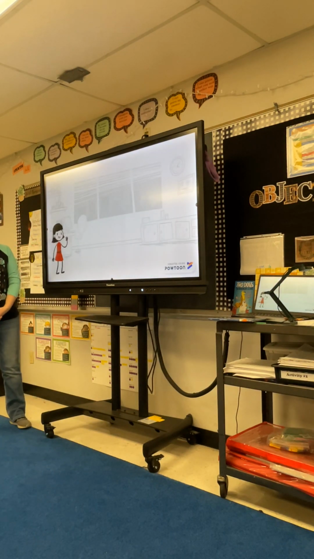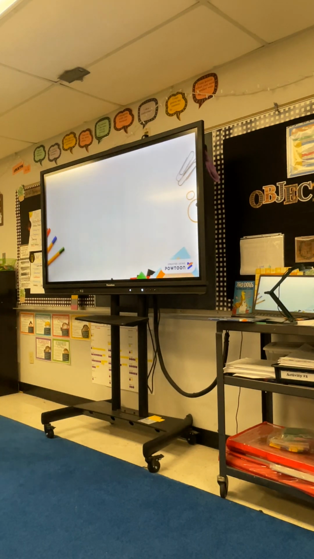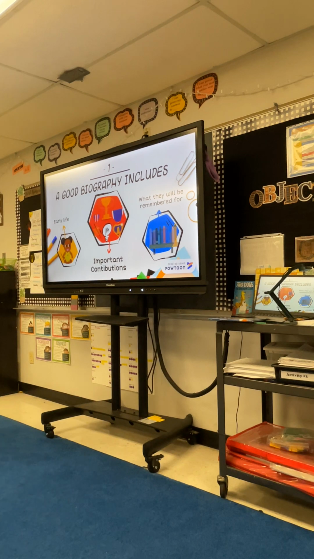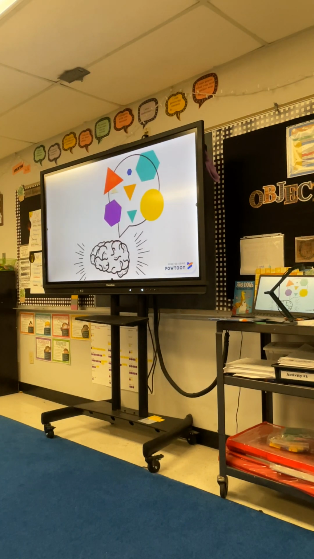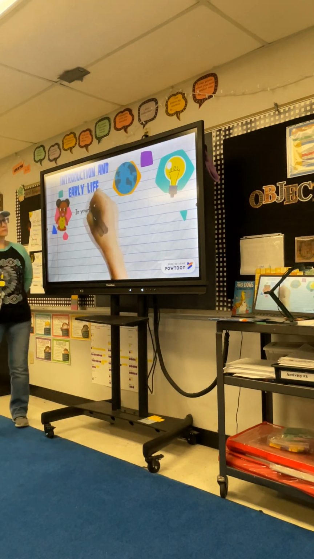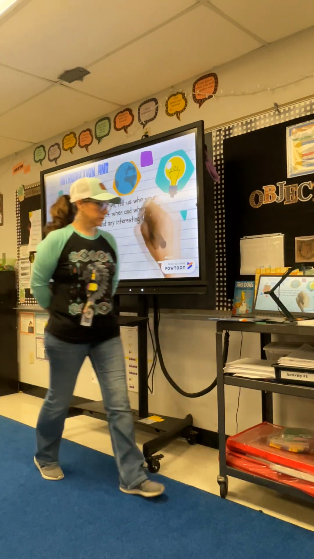Hi students, now we're going to take your research and we're going to turn it into a biography. A good biography includes a little about their early life, focuses mostly on important contributions, and ends with what they'll be remembered for. Start by organizing your research into early life, important events, and what they'll be remembered for. In your introduction, tell us who your biography is about, when and where they were born, and any interesting facts about their childhood, school years, or young adulthood.